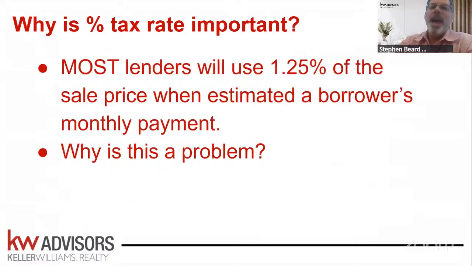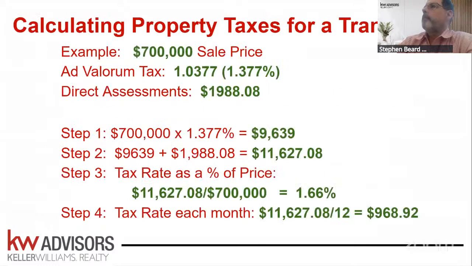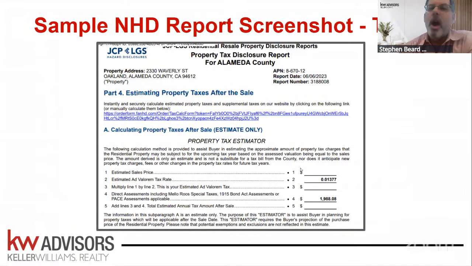So why do we care? There are 2 parts of the property tax. There's the percentage part and then the flat rate part. I got it from the NHD report that I got from the seller in the listing package. Do you see it? Line 4 at the bottom. That's where I got it from.